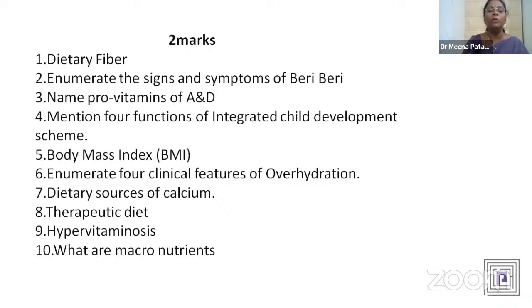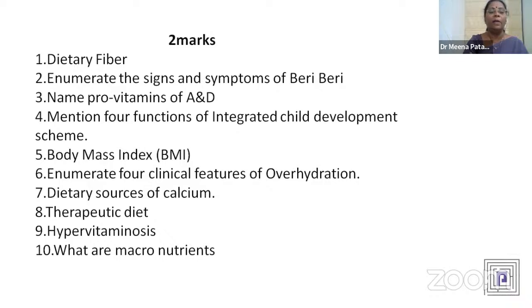Mention 4 functions of ICDS. Of course, you have in your textbook a lot of functions of ICDS. From there, you will have to present 4 here. Then what is meant by BMI? Define BMI. What is the role of BMI? What is normal BMI? BMI for an overweight person, BMI for an underweight person, BMI for an obese person.